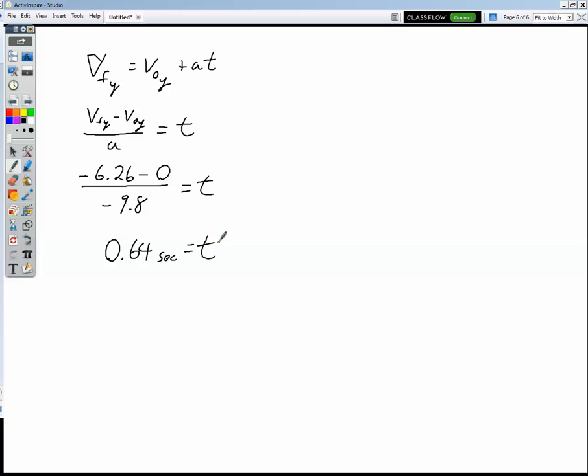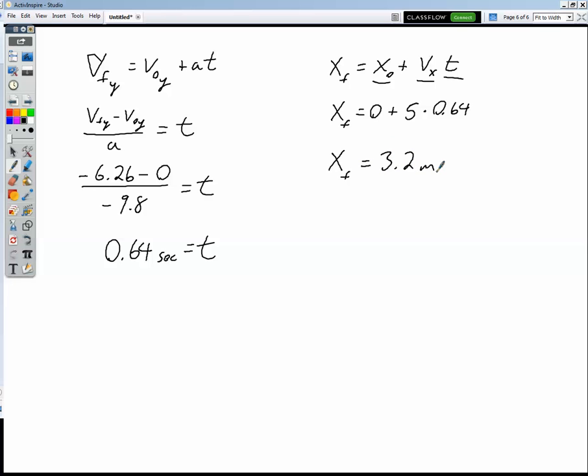Now we need to find out what x final is. So x final is equal to x naught plus v in the x direction times time. Now we know what v in the x direction is. It was 5. The time we just found was 0.64, and the initial position was 0. So x final is equal to 0 plus 5 times 0.64. We plug that in and we find out how far away it was from the table, and we're looking at about 3.2 meters from the base of the shelf.